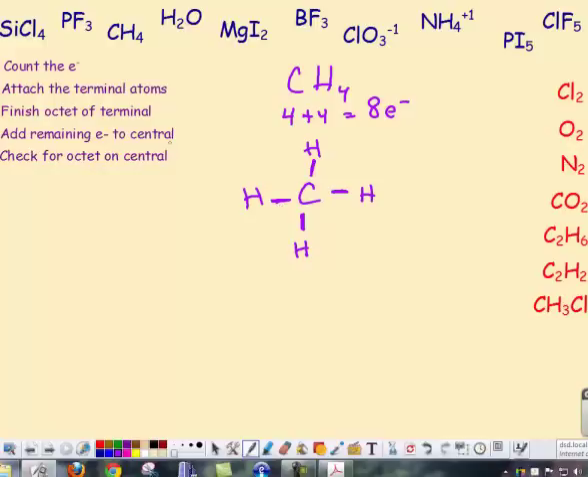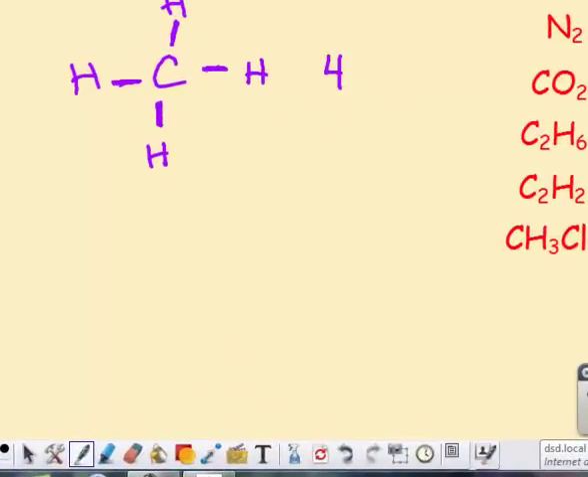Add any remaining ones around the one in the middle. Well, I have 2, 4, 6, 8. I don't have any extra ones. And then the one in the middle, again, has its octet. And so carbon's happy. This would be 4 bonding and 0 non-bonding, so it would be just like SiCl4. Same general shape. And what we're going to learn again tomorrow is that it's nonpolar. It has some symmetry associated with it.